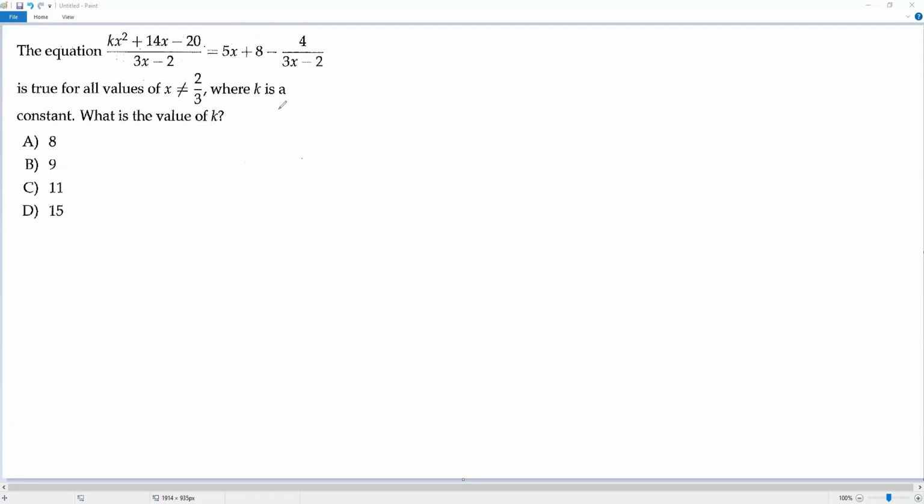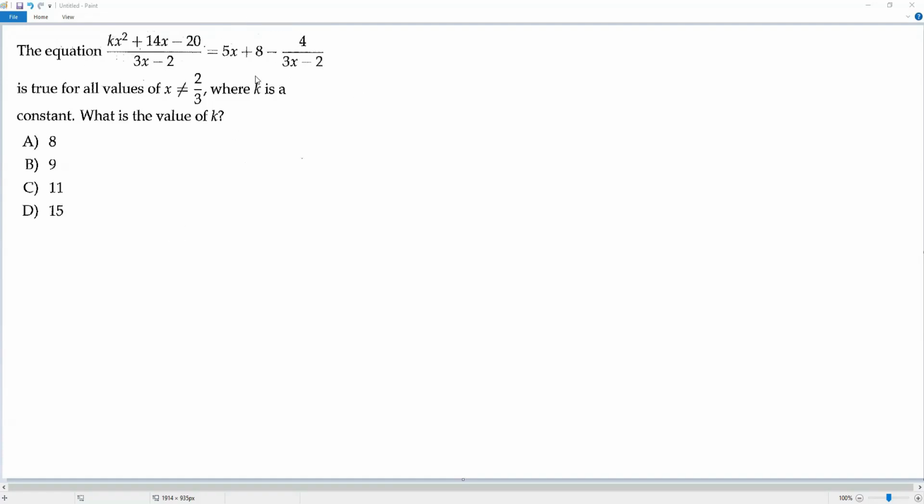So in this problem, I have to solve for k. When I look at the equation carefully, I find 3x − 2 as the denominator on both sides. Once I get rid of the denominator, there will be no fraction in the given equation, and the process of solving the problem will become easier. So my first aim is to get rid of the denominator 3x − 2 on both sides. To do that, I have to multiply both sides of this equation by 3x − 2.